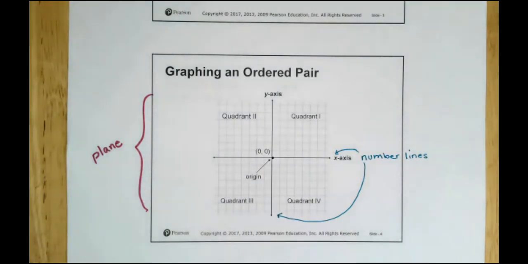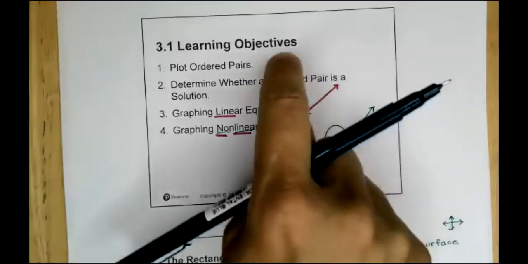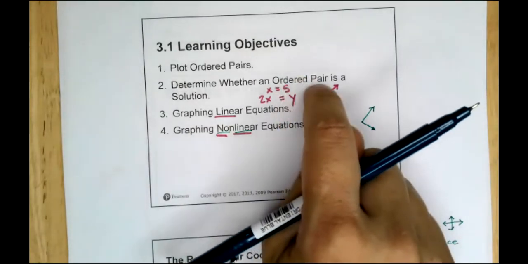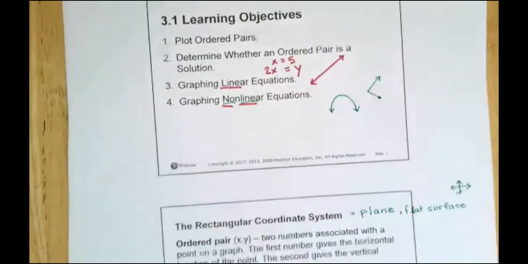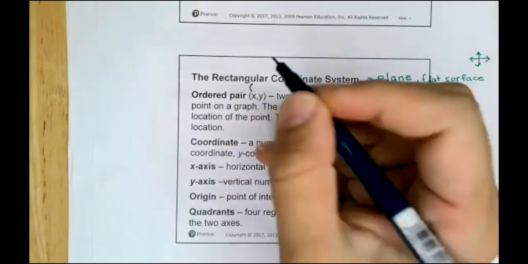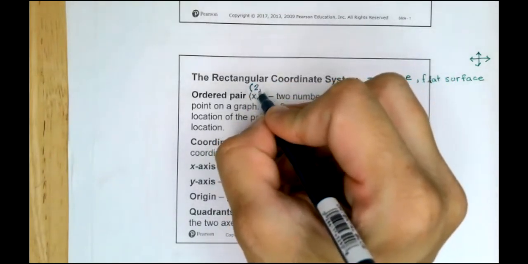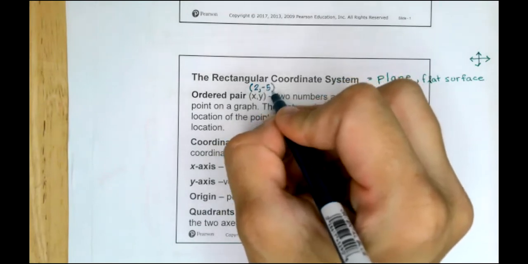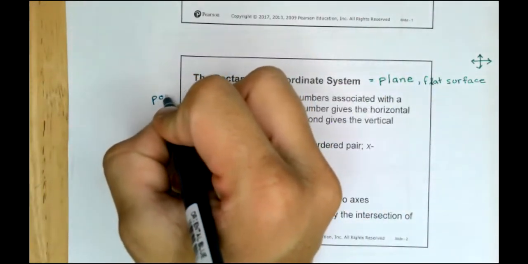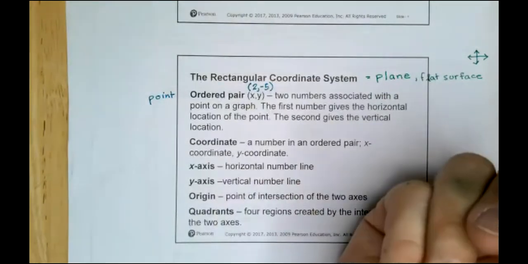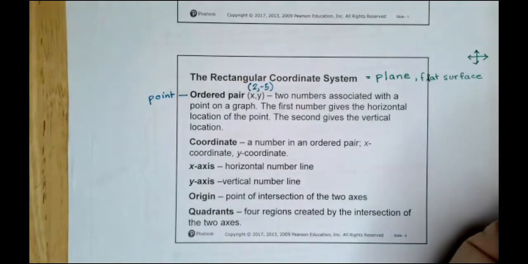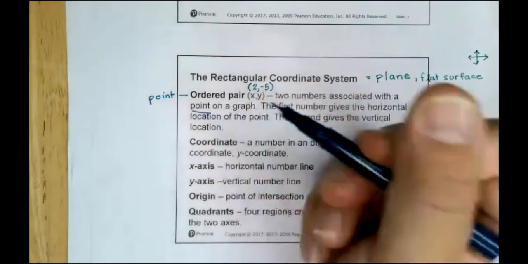Okay, so what we have covered so far is what we are doing. We are graphing, and we are determining whether an ordered pair is a solution. So when they say ordered pair, I want you to think parentheses, x comma y, but those can be any number. So I'm going to say 2 comma -5. Okay, that is an ordered pair. I also call it a point because it's basically just a dot on the graph, right? A point is an ordered pair, two numbers associated with a point on the graph.